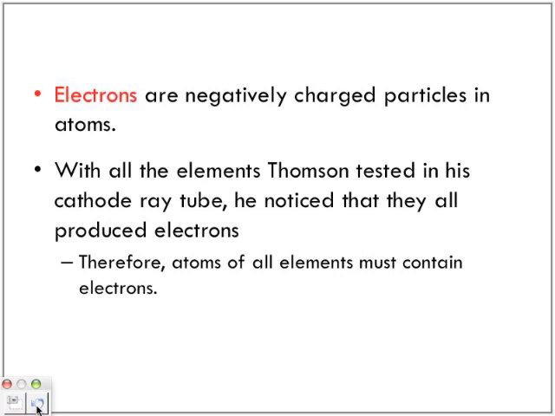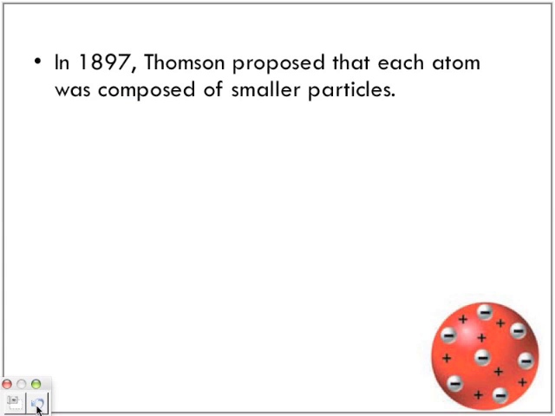So every single atom must have an electron, because he noticed that there was this stream of current flowing through the cathode ray regardless of which element he used. So in 1897, Thomson proposed that each atom was composed of smaller particles. So let's look at that circle that we looked at. He found out that each element had these negatives. So he looked at it in terms of a circle that had a whole bunch of these negative charges within it, and with every negative charge he had these positive charges.